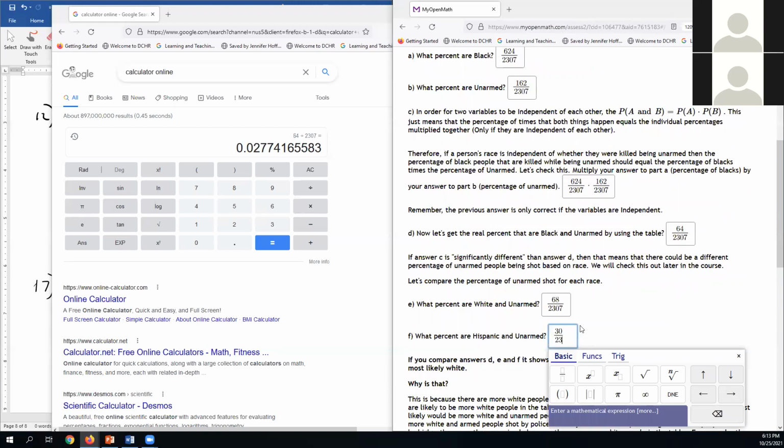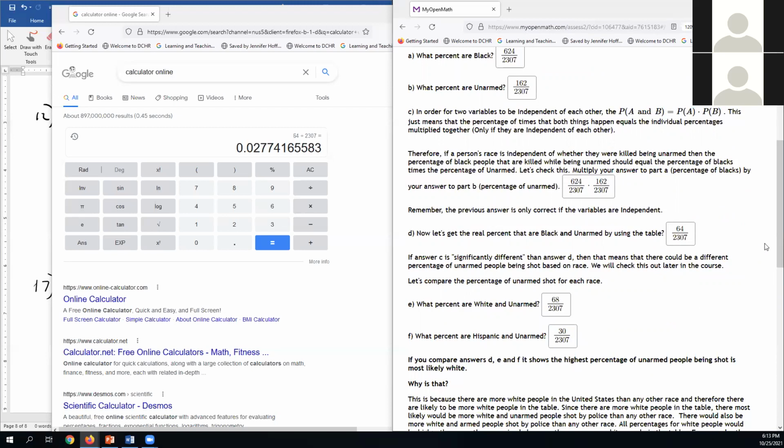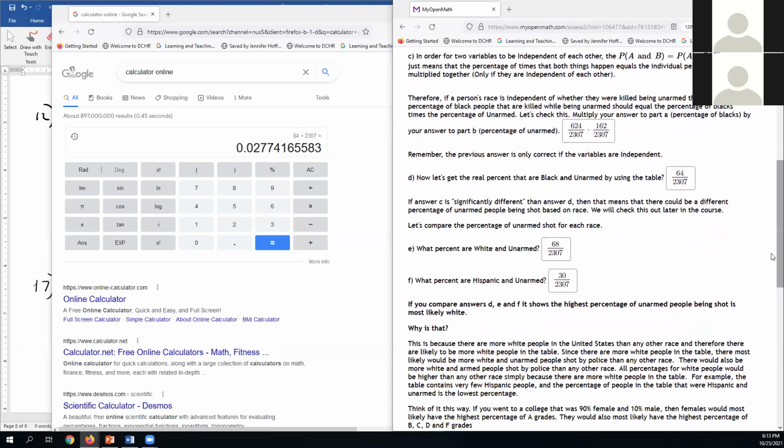30 out of 2307. And now it says, if you compare answers D, E, and F, it shows the highest percentage of unarmed people being shot is most likely white. Why is that? This is because there are more white people in the United States than any other race, and therefore there are likely to be more white people on the table. Since there are more white people on the table, there most likely would be more white and unarmed people shot by the police. There would also be more white and armed people shot by the police than any other race.